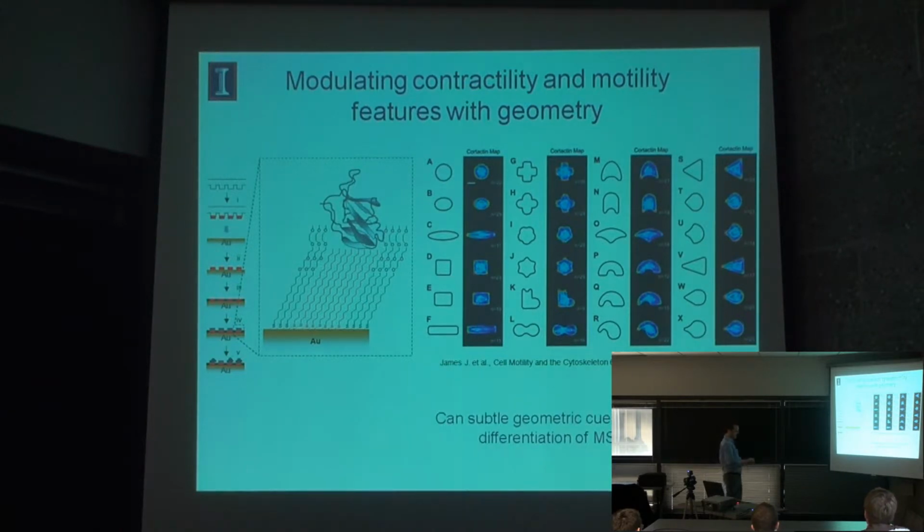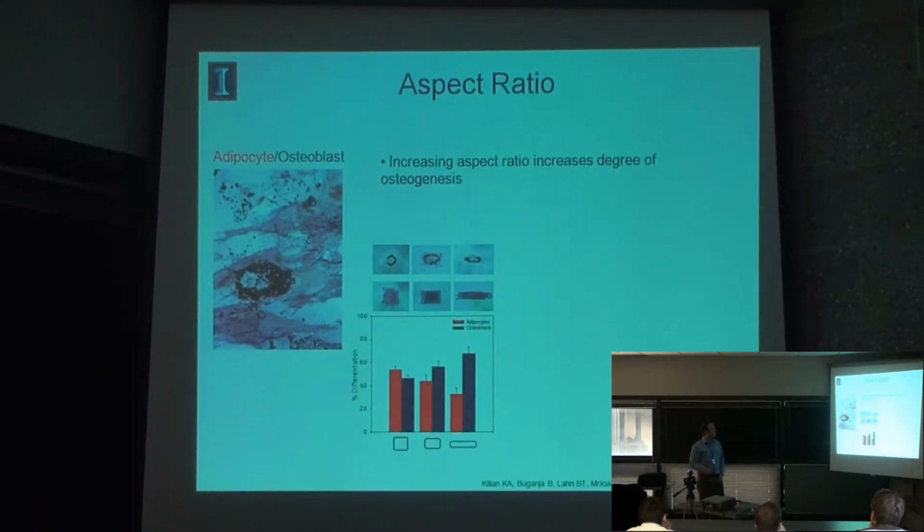And so the question we're asking is, can we utilize some of these to look at the influence that some of these more subtle cues have on differentiation? The first thing that we looked at was aspect ratio. Using a similar protocol to what Chris Chen had devised in their 2004 work, we just took 2 bottles of media and mixed them 1-to-1.